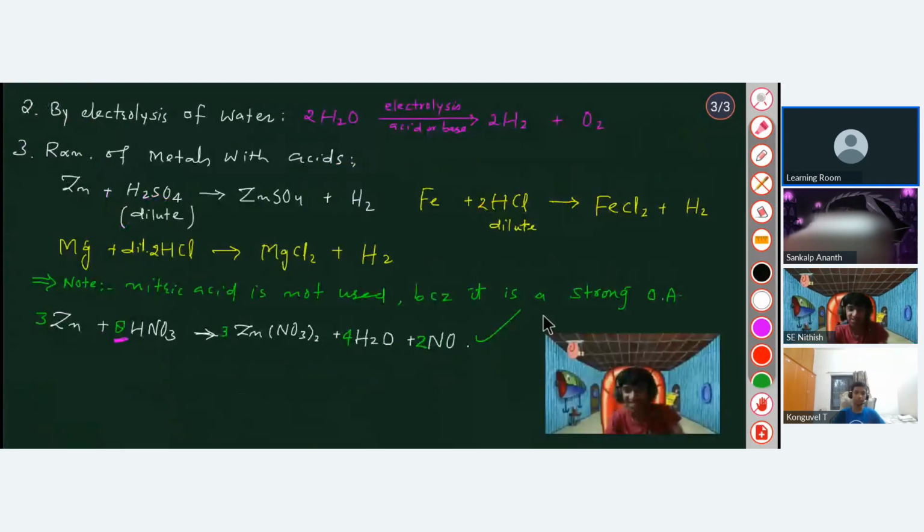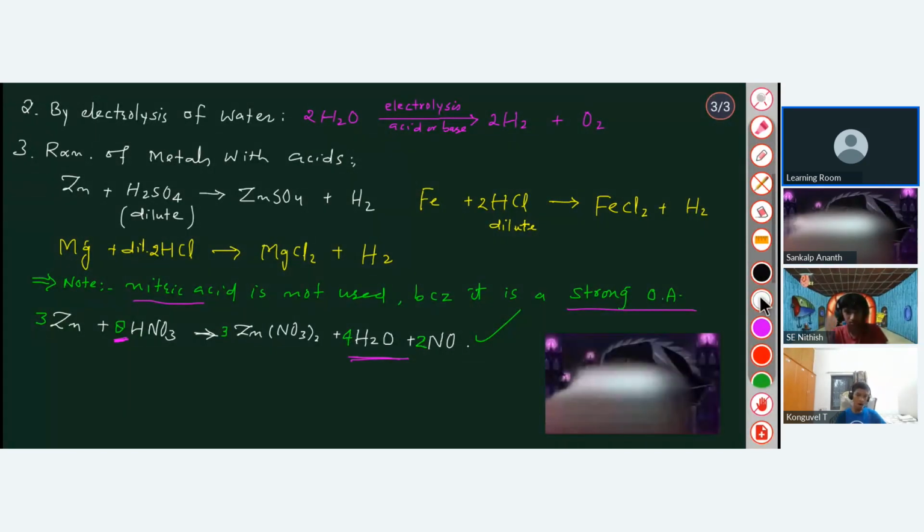Okay, so have you noted down why we are not using nitric acid? Because nitric acid is a strong oxidizing agent. It will just produce water. It will not produce the hydrogen. Got it? Yes, sir.